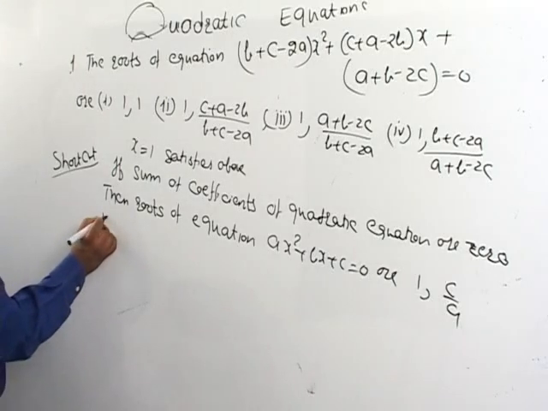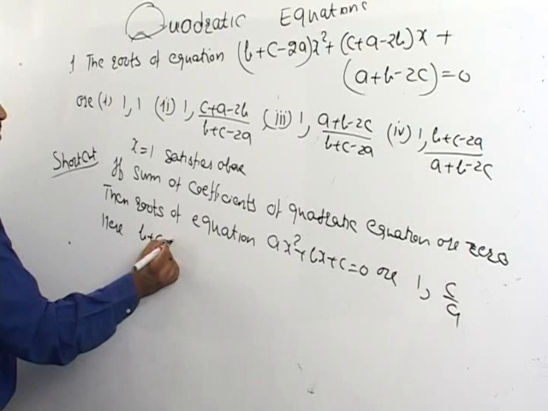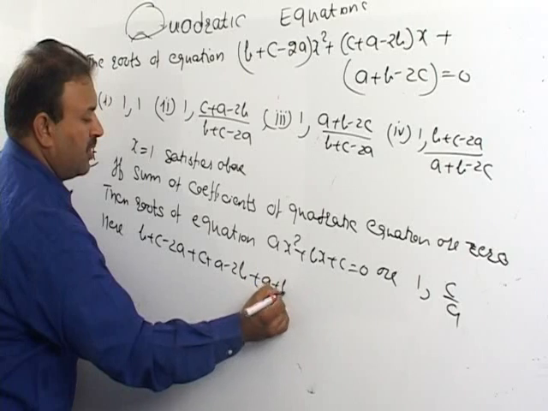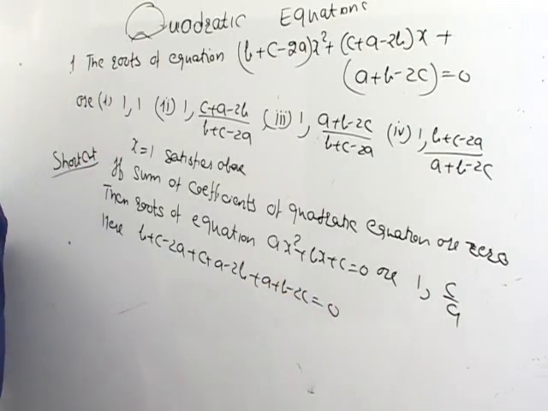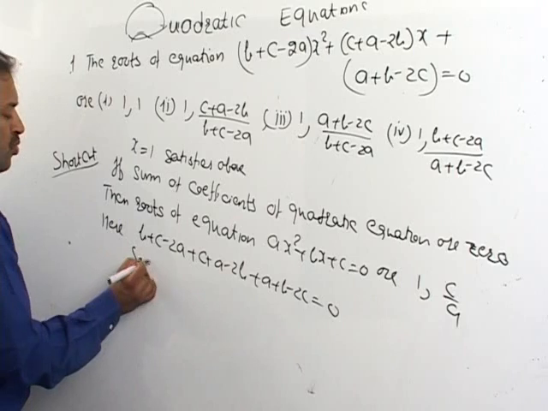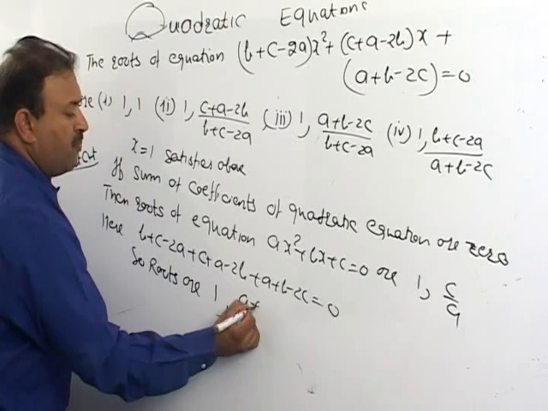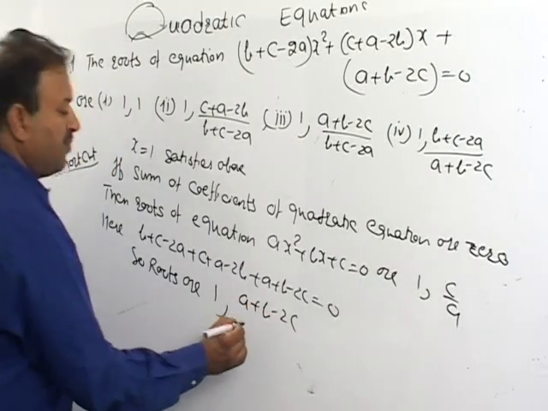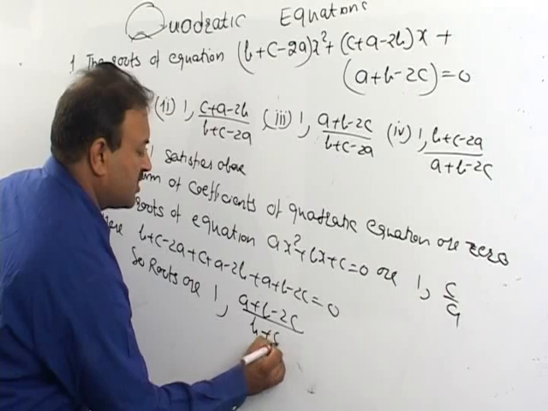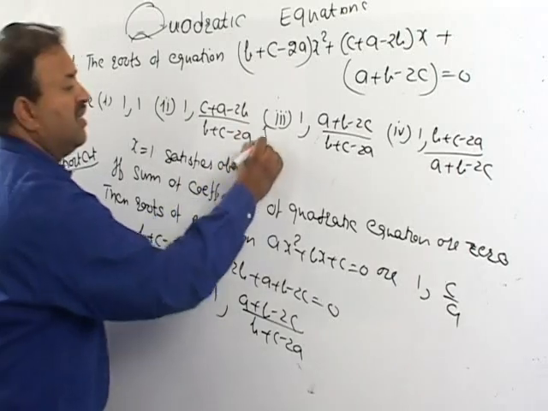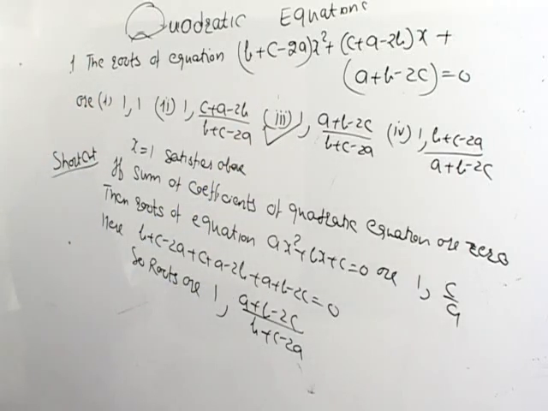Similarly, here (b plus c minus 2a) plus (c plus a minus 2b) plus (a plus b minus 2c) is equal to 0. So roots are 1 comma (a plus b minus 2c) upon (b plus c minus 2a). So the right option is the third one. Then we'll go for another question based on this shortcut.